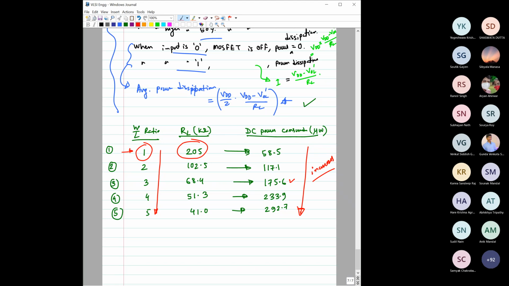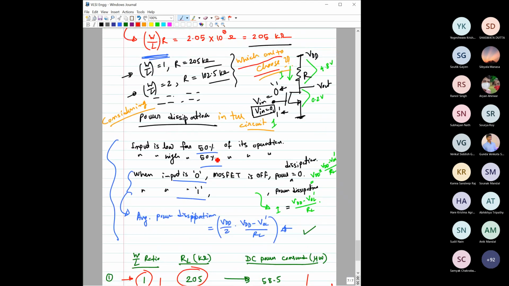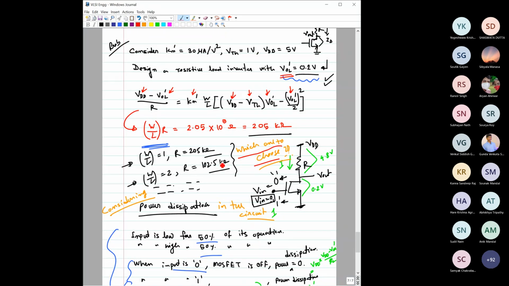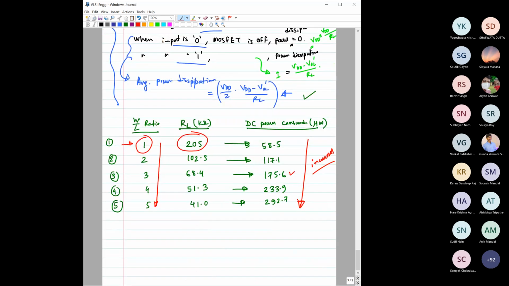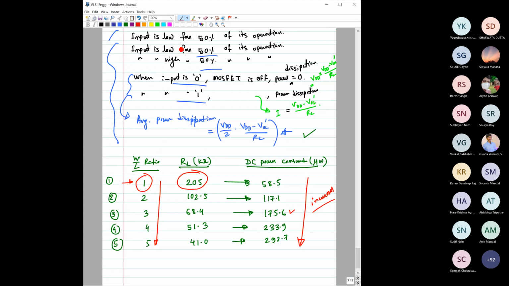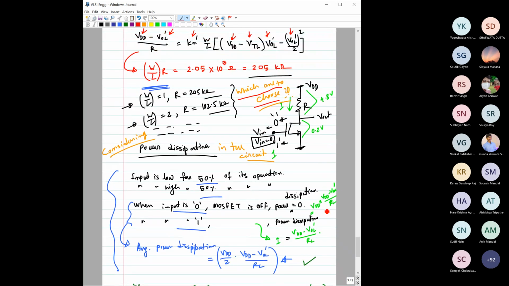I hope with this example I am able to give you a quite solid understanding of how you should approach any design issue. Sir, we could have thought of this intuitively also. V_OL dash is constant, we know, for any case, so the voltage across the resistor is fixed. So we just have to check the current equations which involve only the W by L term. As the W by L term increases, the power consumption will increase.